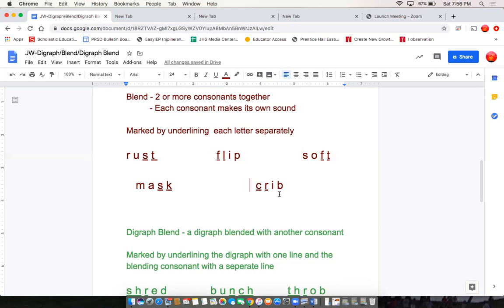So with a digraph, both letters are underlined with one line because it's one sound. With blends, each sound that you hear from each letter has to have a different, separate line.